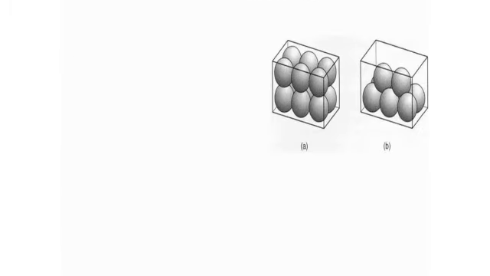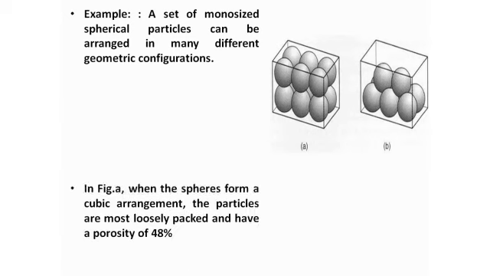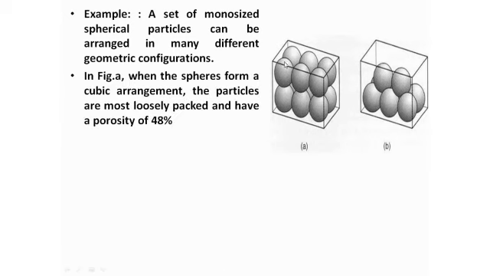So let's see their arrangement. There are 2 figures, figure A and figure B. These are the arrangements of the particles in the powdered form. You see, a set of mono-sized, meaning same size, spherical particles can be arranged in different geometrical configurations, right? So let's see the first one, figure A. Here you see the spheres form a cubic arrangement, and in the cubic arrangement they are loosely packed.